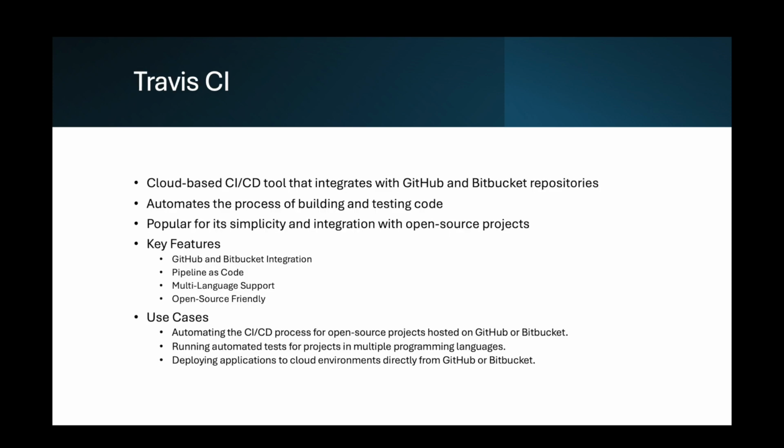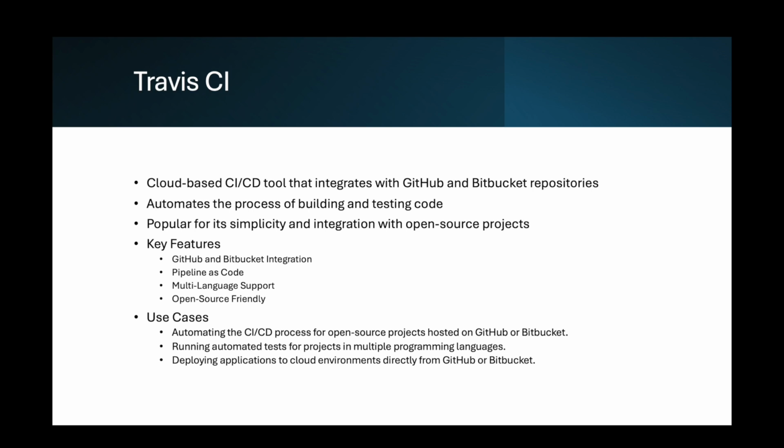Travis CI. Now, Travis CI is a cloud-based CI/CD tool that integrates with GitHub and Bitbucket repositories. It automates the process of building and testing code, making it easier for teams to deliver software quickly and reliably. Travis CI is popular for its simplicity and integration with open source projects. Some of the key features include GitHub and Bitbucket integration. It seamlessly integrates with GitHub and Bitbucket, making it easy to trigger builds on code changes.